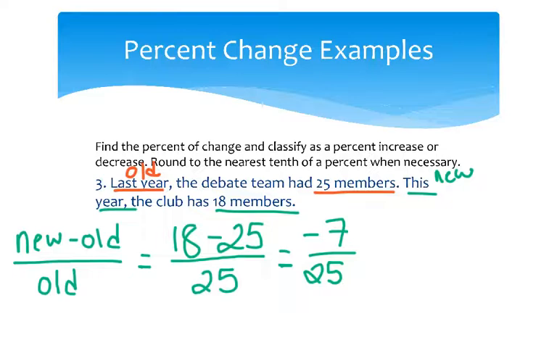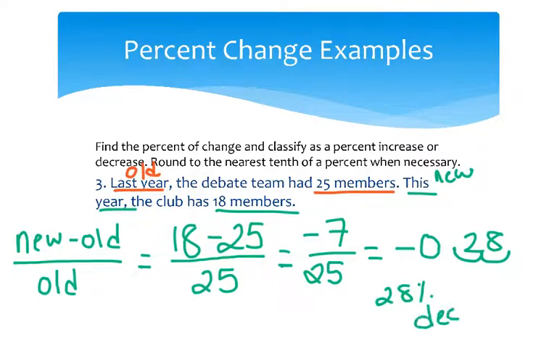Now, again, solving this, you get negative 0.28. So answering the question and rounding to the nearest tenth of a percent and identifying if it's percent increase or decrease, negative value tells you automatically it has to be a percent decrease. Very good. So this would become, moving the decimal point 2 spaces, 28% decrease.